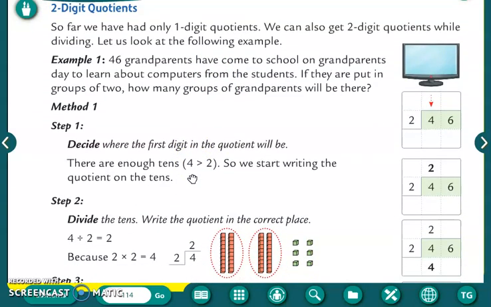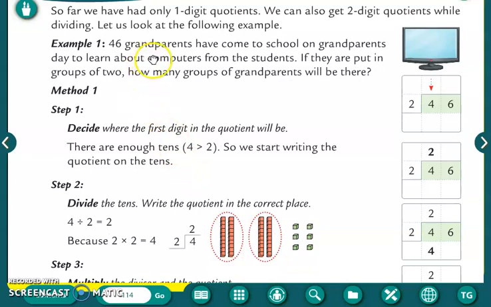So now here is an example. 46 grandparents have come to school on Grandparents' Day to learn about computers from the students. If they are put in groups of 2, how many groups of grandparents will be there?